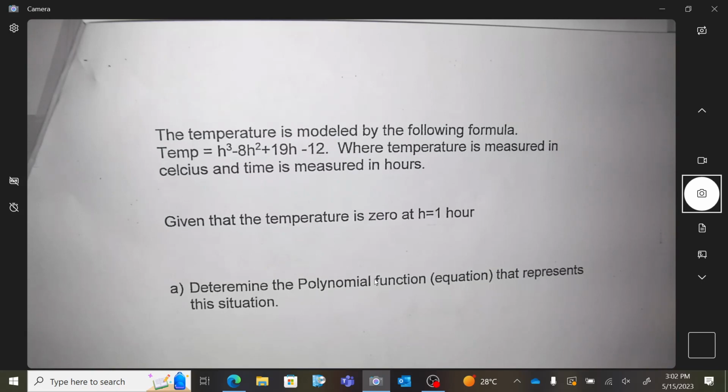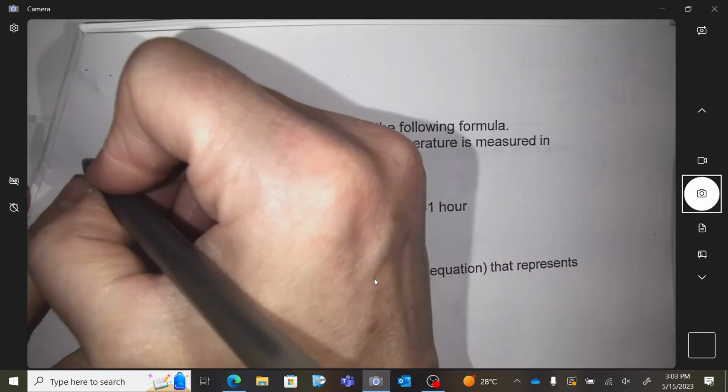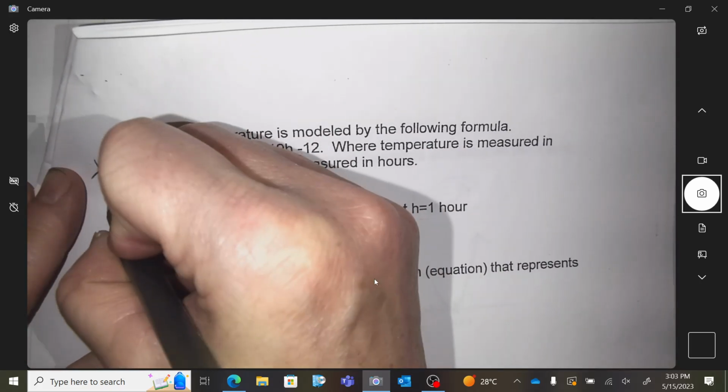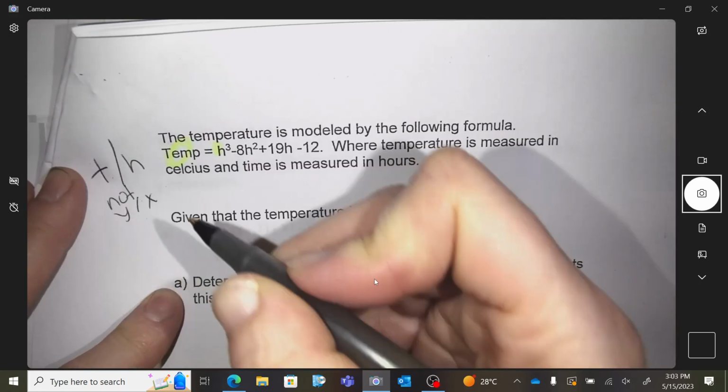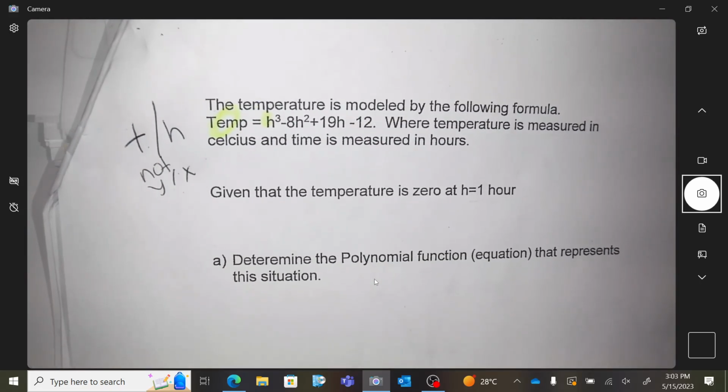Okay, so here's temperature and height. We are going to graph it. Let's pay attention to the letters again. On a test, I'm using T and H. I'm not going to be using X and Y. Okay, pay attention on your test. I will mark you wrong if you use the wrong letters.